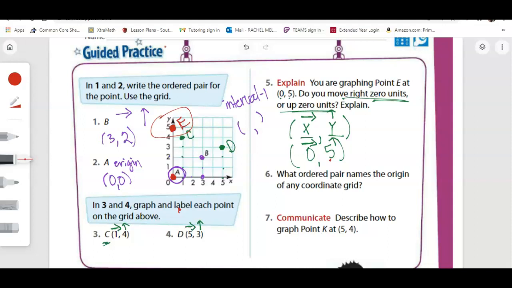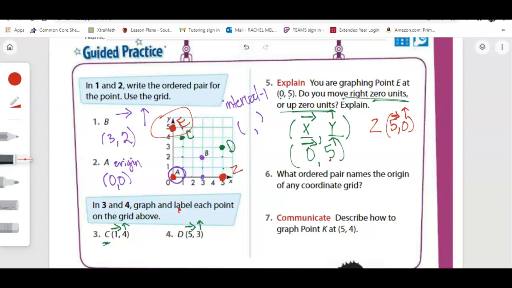If they had a different one, let's say I want to put point Z at (5, 0). Again, over, up. So I'm going over to the right 5 units, and then I do not go up at all. I start at my origin, I go over 5, but I don't go up at all. So point Z would be right here.